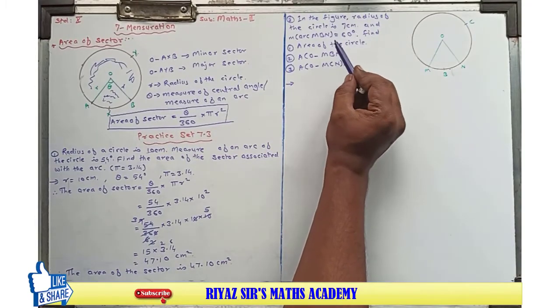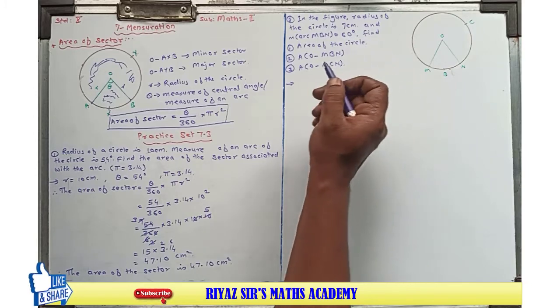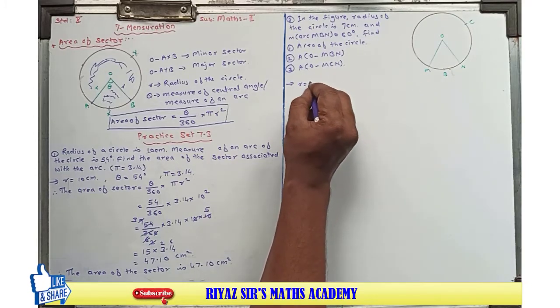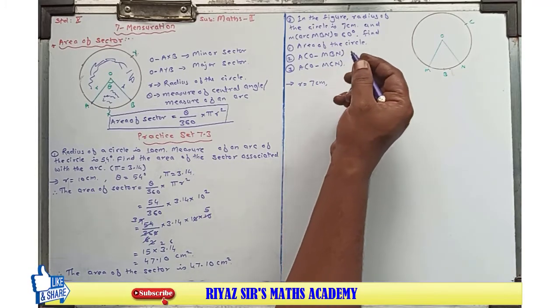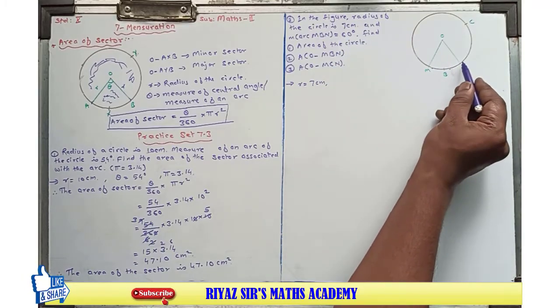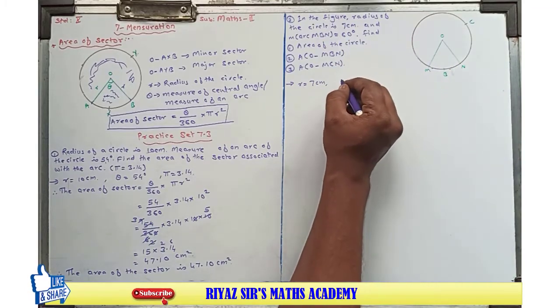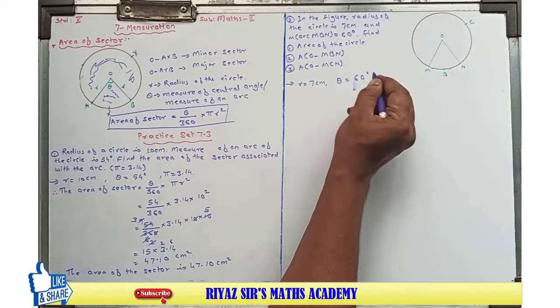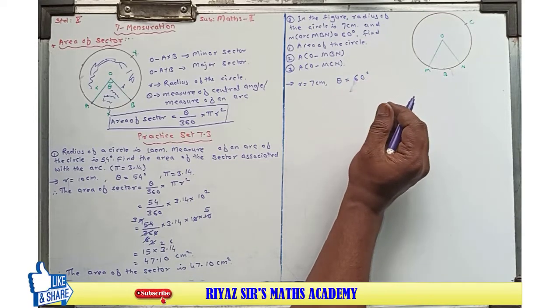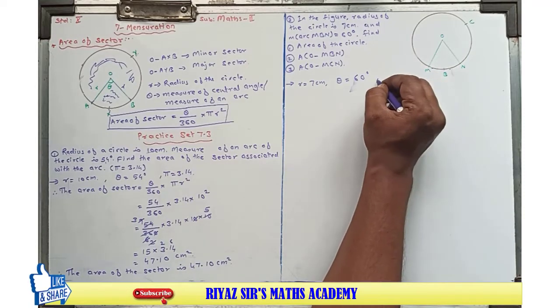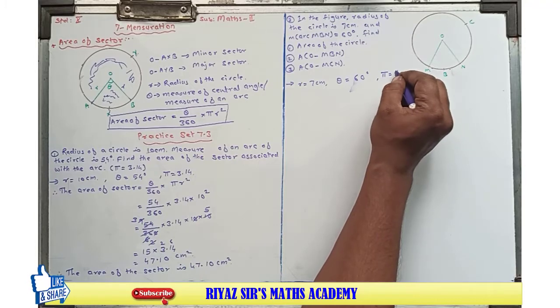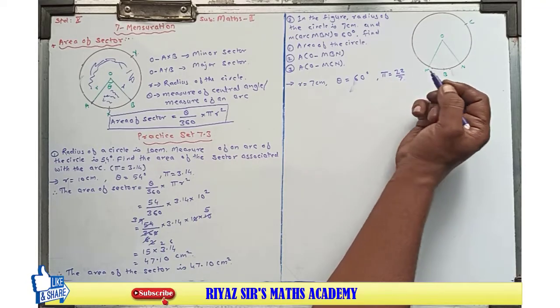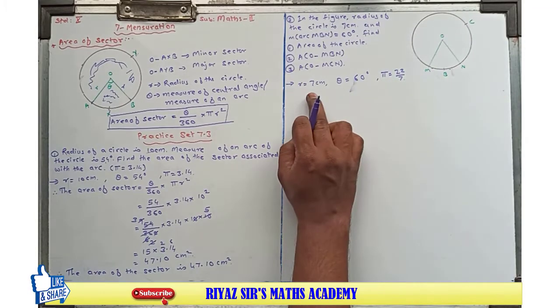Okay, now next example is, in the figure, radius of the circle is 7 centimeter. Radius is given, that means r is equal to 7 centimeter, and measure of arc MBN, that is measure of arc is given, that is the value for theta. So theta is equal to 60 degree, that is given. Then we have to find area of the circle, and here we take pi. The value for pi is not given, so we'll take here pi is equal to 22 upon 7, because r is given as 7 centimeter.